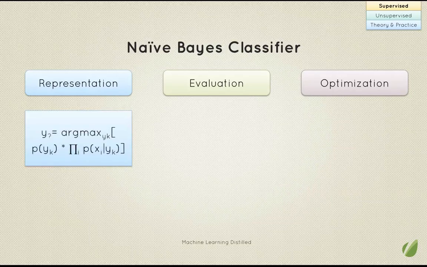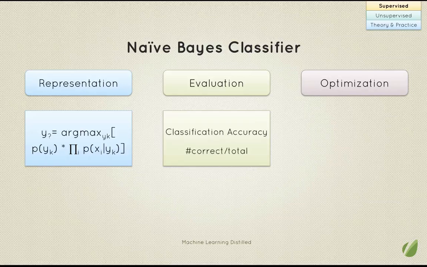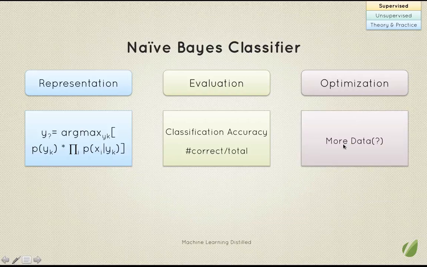Its representation, as we've seen, is this set of conditional probabilities, and we compute them by multiplying this probability, the probability of y sub k, times the conditional probabilities for each of the feature values for our instance. The evaluation, we would typically evaluate it on accuracy, that is the number of correct over the number of total. How do we optimize Naïve Bayes? Well, this is a tough one. The only way that I can think of is really by getting more data so we have a truer sampling of the distribution of the data.